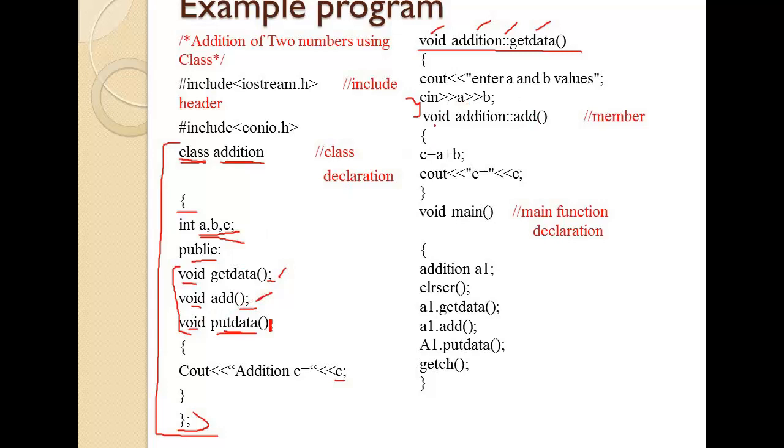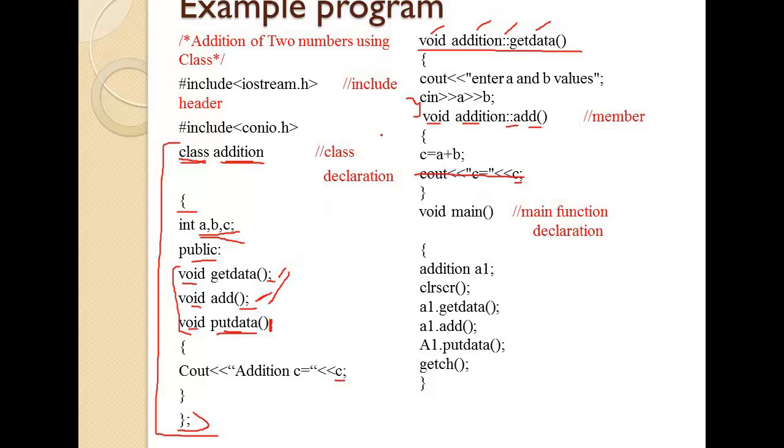Then next I need to define the add member function. Again the same thing: return type, class name, scope resolution operator, function name, and open a curly brace. The task here is c equals a plus b. In cout, here also we can display the output, or you can strike out this line. Why? Because we already have the put data member function. So now everything is finished, and all the functions have been defined.